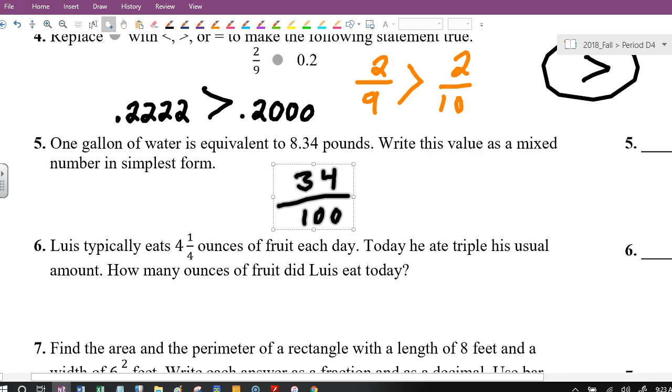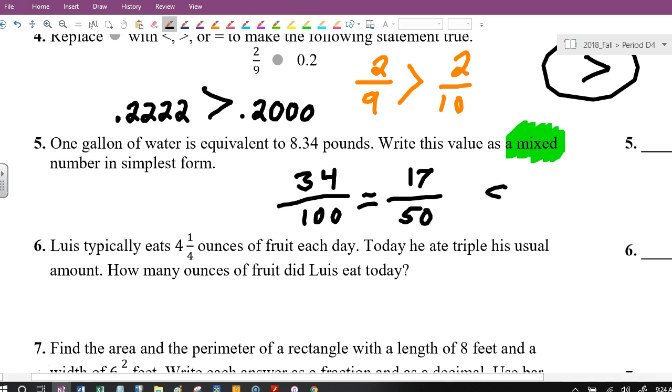17 over 50. And 17 is a prime number, so it's not going to get any lower than that. After I multiplied 50 times 8 and got 400 and added it to 17 to get 417 over 50. Careful though, they wanted a mixed number, not an improper fraction. So then we write it how? 8 and 17 over 50. 8 and 17/50ths. Are we done? Yes, we are. Cool.